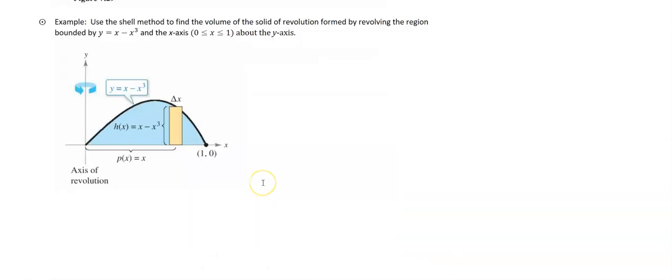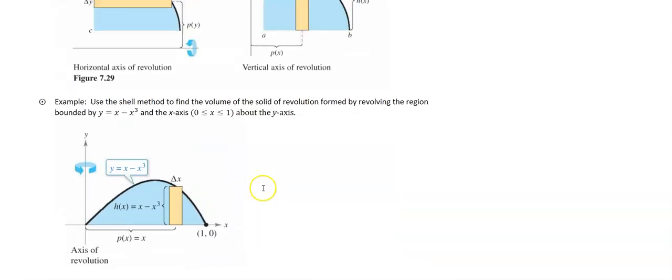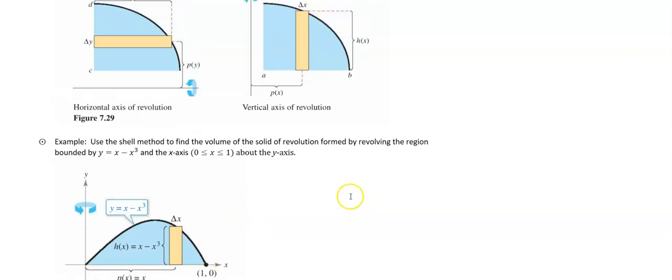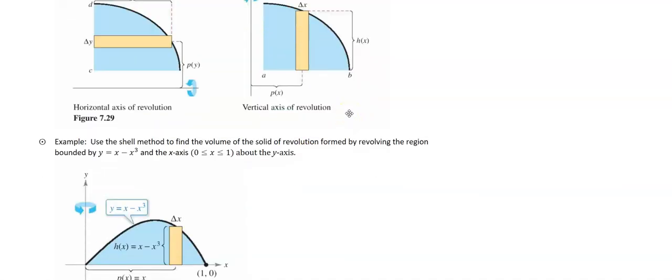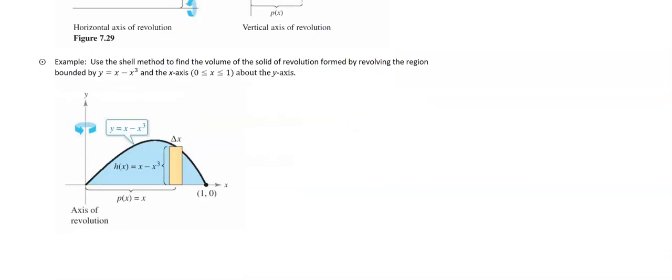This problem says use the shell method to find the volume of the solid of revolution formed by revolving the region bounded by y equals x minus x cubed and the x-axis, from x equals 0 to 1, about the y-axis. The y-axis is a vertical axis of revolution, so we know that we're going to be in this format. So we're going to be using the shell method here.